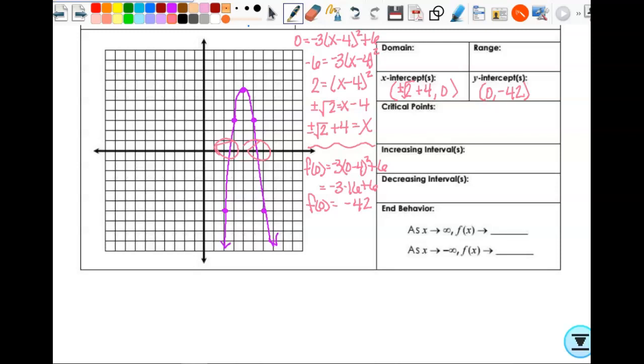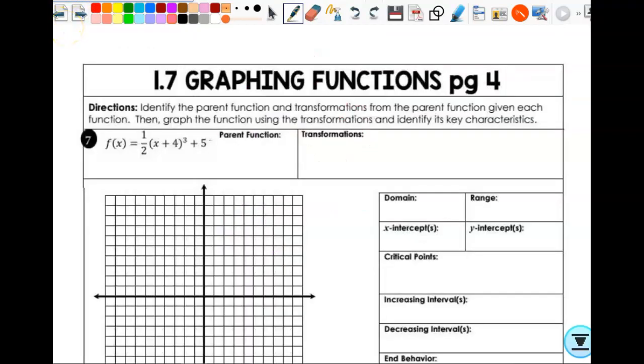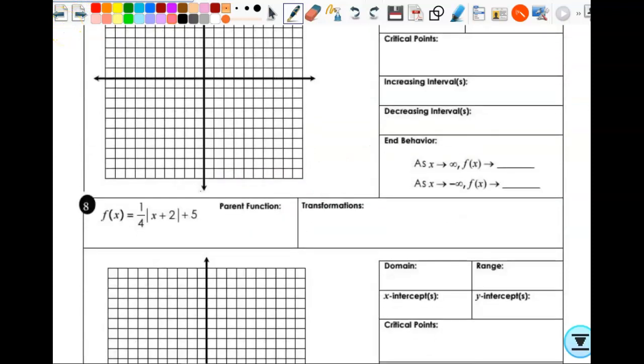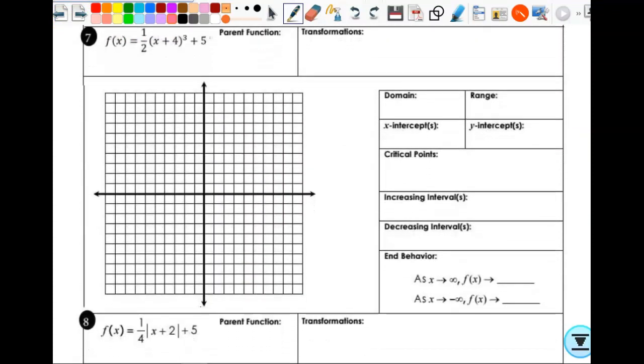All right, so let's flip it over. And I think I want to do number 7. Let me see. Yeah, we're going to do number 7. All right, so what is this parent function? Cubic. So this is f of x is equal to x cubed. And my graph looks something like this.